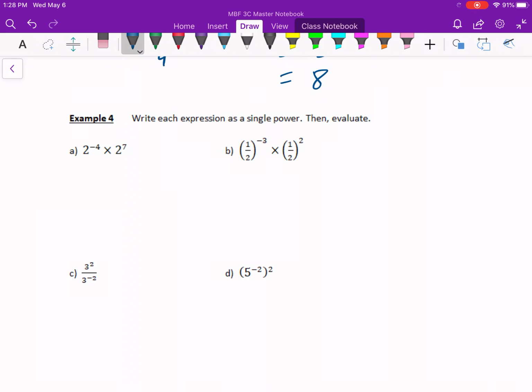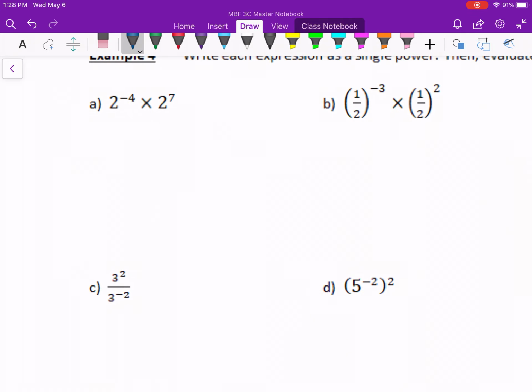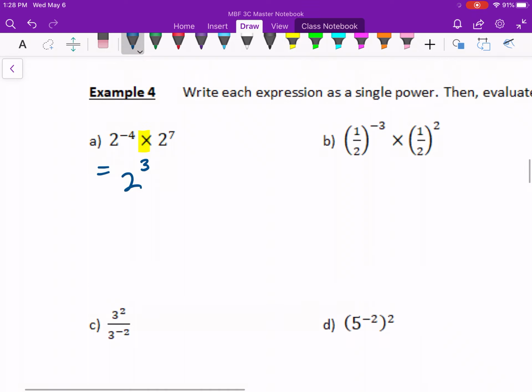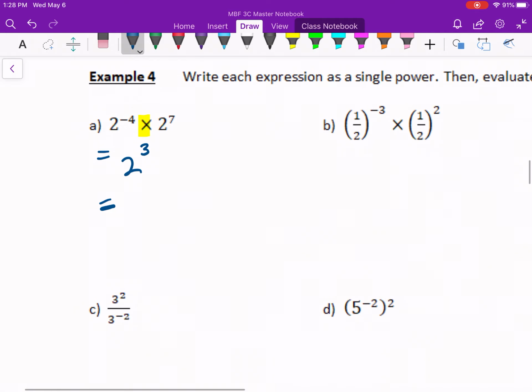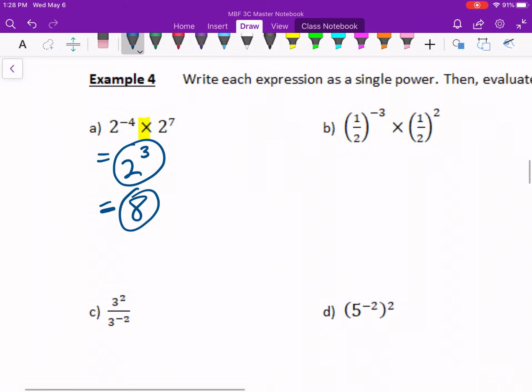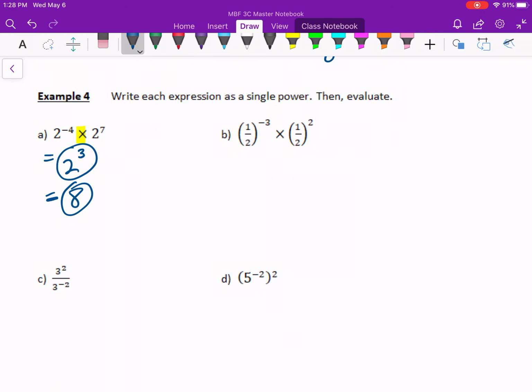Write each expression as a single power, then evaluate. All right? Well, now we're going back to what we learned in the previous lesson. We are multiplying powers with the same base, so we're going to add the exponents. Negative 4 plus 7 equals positive 3. Then evaluate. All right. 2 to the 3 equals 8, so that's the second part.